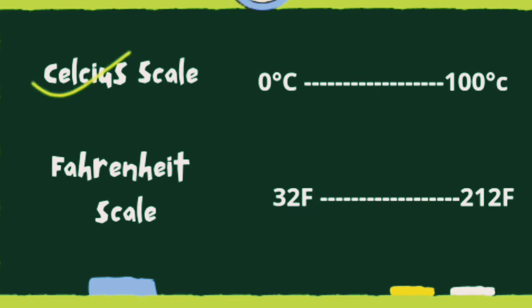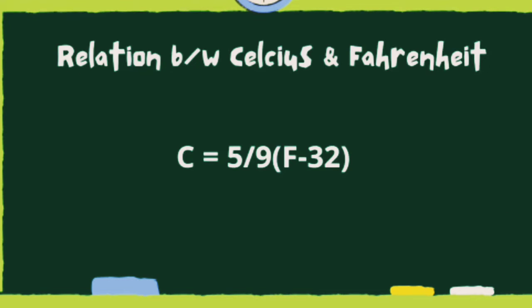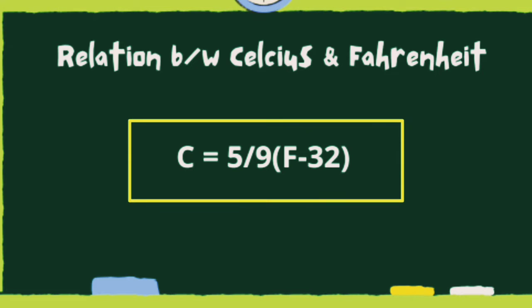First is Celsius scale. It is a scale of measuring temperature in which from ice point to boiling point of water there are 100 divisions. And second one is Fahrenheit scale. It's also a scale of measuring temperature in which from ice point to boiling point of water there are 180 divisions, that is from 32 degree Fahrenheit to 212 degree Fahrenheit. And you should also know the relation between degree Celsius and Fahrenheit, that is C is equals to 5 by 9 into F minus 32.